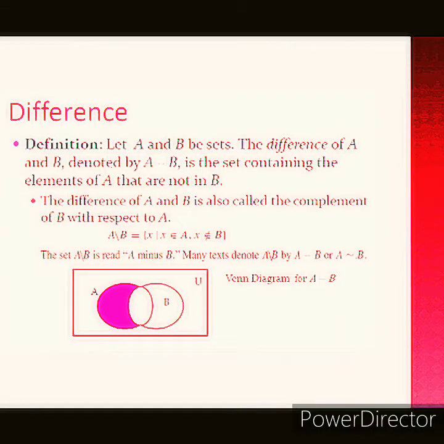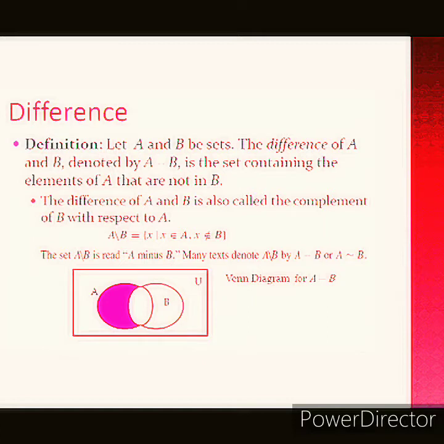Difference of sets. Let capital A and capital B be two sets. The difference of capital A and capital B is denoted by A minus B. This is the set containing the elements of A but not in B. It is denoted by A \ B, the backslash, B, and is equal to the collection of all such x such that x belongs to capital A but x does not belong to capital B. So you have to remove from capital A all the elements that belong to capital B.